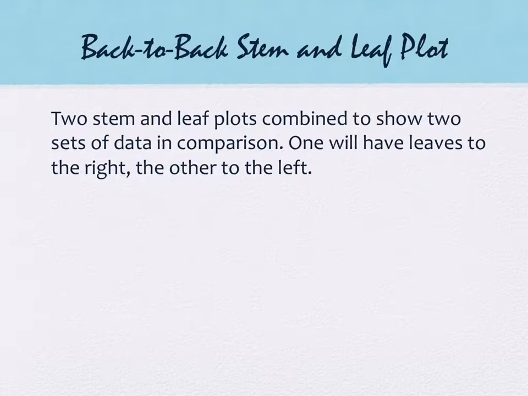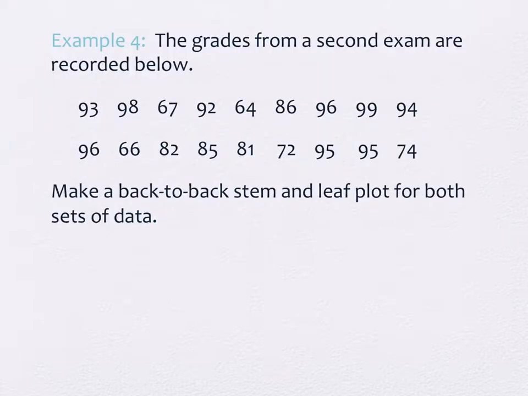Now, as we're doing this, we're going to use the data we already created as one of our data sets, and we're going to have a second data set as well. These are the grades from the second exam from the same class. So what I want to do first is create the individual stem and leaf plot that this data represents, and then I'm going to do a second step to combine the 2 stem and leaf plots together. Sound good? Okay, so take a look for the smallest value and the largest.